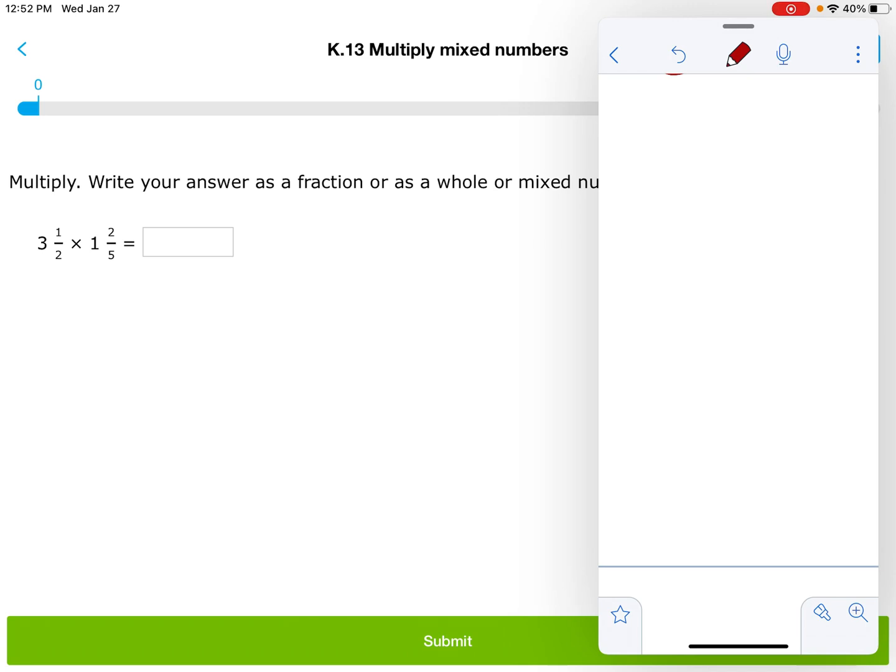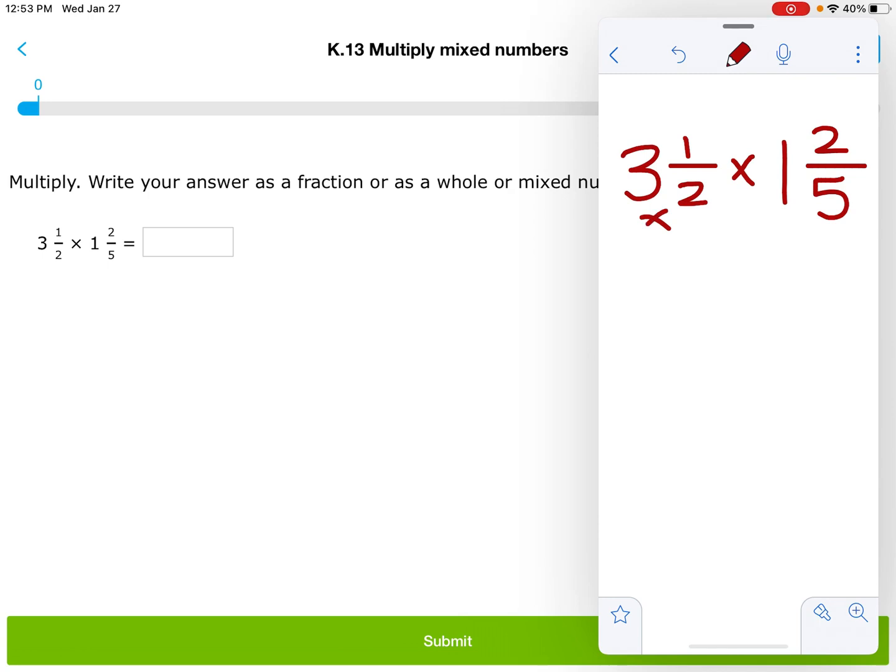My first problem is 3 1/2 times 1 2/5. Alright, so I'm going to write that down. When we are multiplying mixed numbers, we can't multiply them unless we change them to improper fractions. So let's change 3 1/2 to an improper fraction. 3 times 2 is 6, plus 1 gives us 7, and our denominator stays a 2. And then we do the same thing. 1 times 5 is 5, plus 2 gives us 7, and our denominator stays a 5.